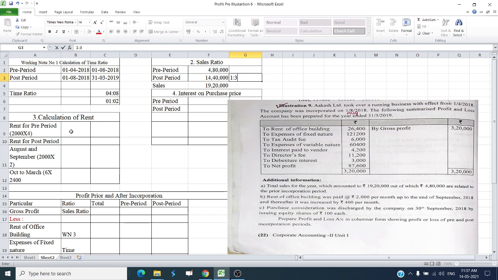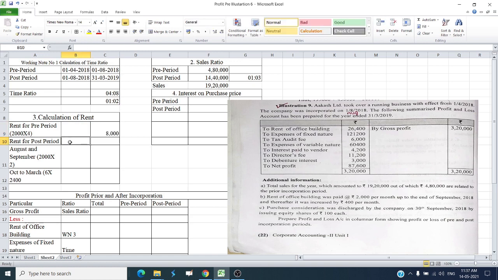Okay, so see the calculation of rent. For the pre-period, the months are from 1/4/2018 to 1/8/2018, means 4 months. In those 4 months the rent is 2000 multiplied by 4, and in the outer column that will come to 8000.